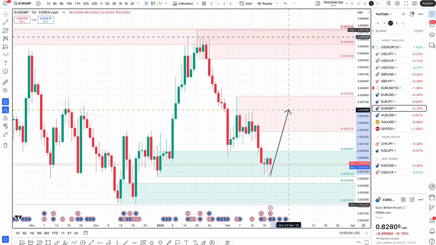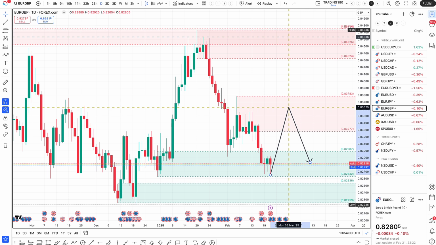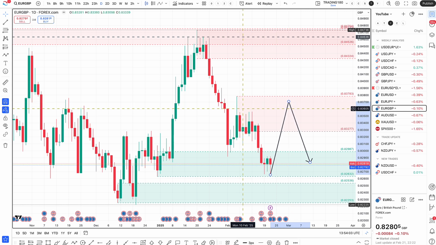But if it does come up to the 0.837 area, then I do think that could be a decent sell. Technically, nice fresh area of supply. This is known as a capture pain relief trade. Traders are kind of trapped up here. They're captured in this area.